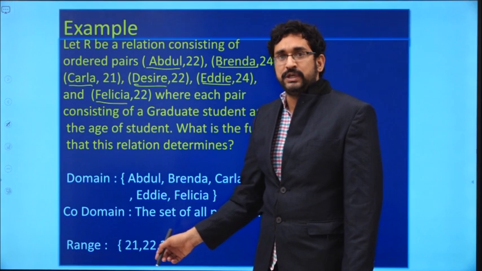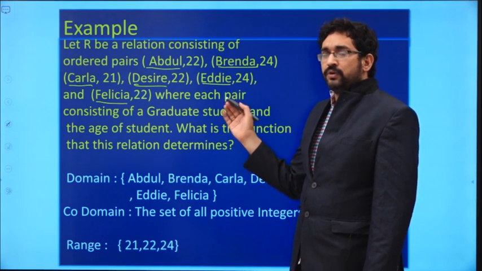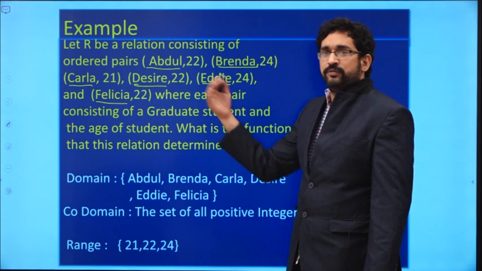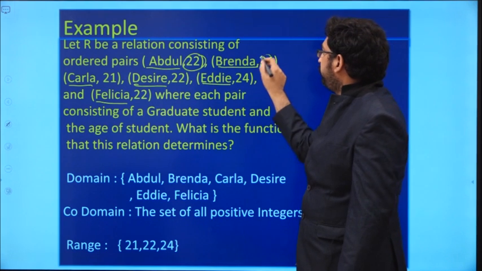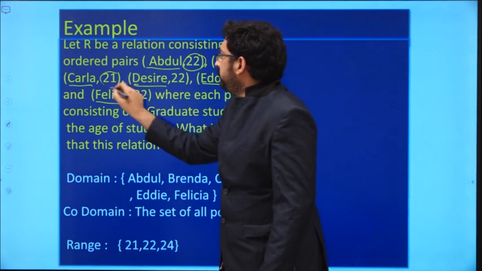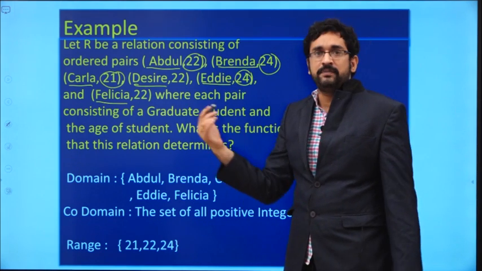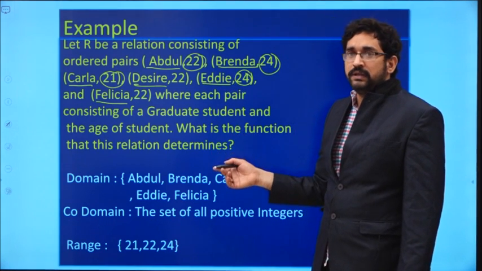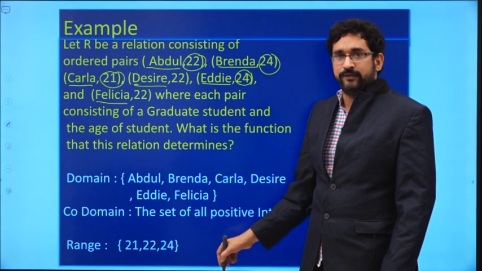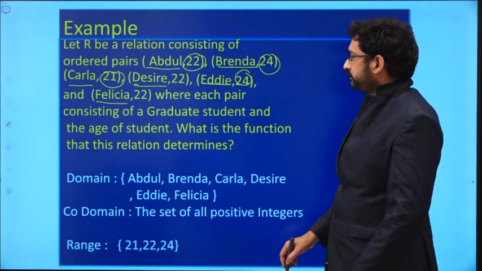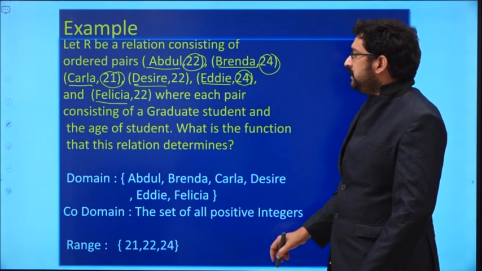Next we have to find the range. So what is a range? The values in the codomain which have mapping from the domain. So for this example, 22, 24, 21, 22 and 24 have mapping from the domain. So for this example, the range will be 21, 22 and 24. So this is one example of a function.